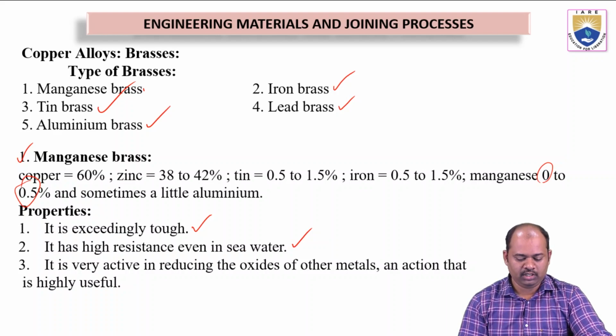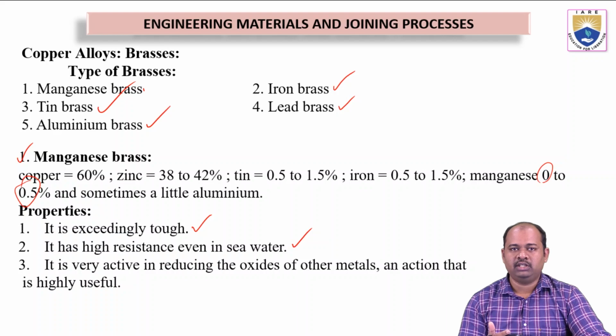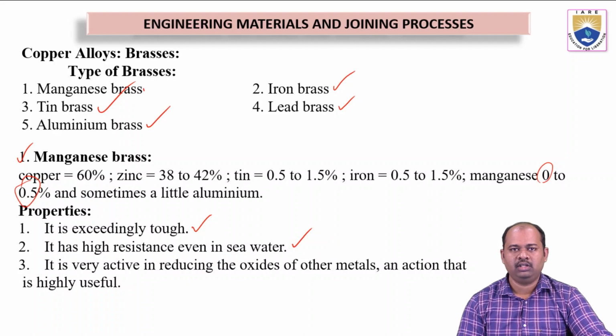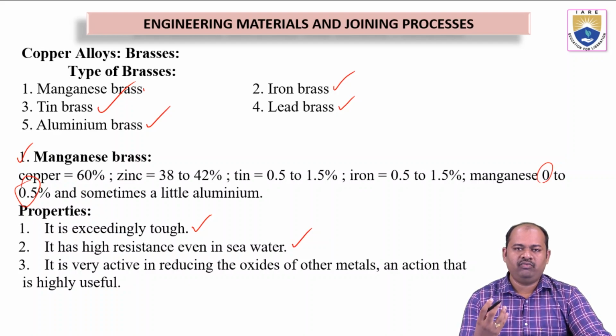And then the third property is, it is very active in reducing the oxides of other metals, an action that is highly useful. This is the property by which manganese is corrosion resistant, because it can stop oxidation with atmospheric oxygen. Generally, when iron is subjected to atmospheric oxygen, it will simply get oxidized and form a layer called rust. This rusting is the key for the fracture of the metal, like it will make the metal weak.